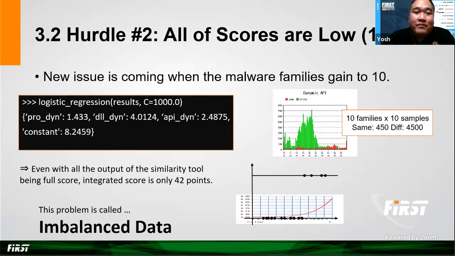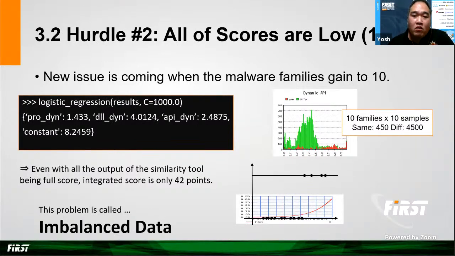Okay, hurdle number 2. In further testing, I increased the number of families to be trained to 10. This seems to work fine, but when I ran the calculation with these parameters, I only got 42 points even if I got a perfect score with all the tools. Assuming that there are 2 samples in each of the 10 families.